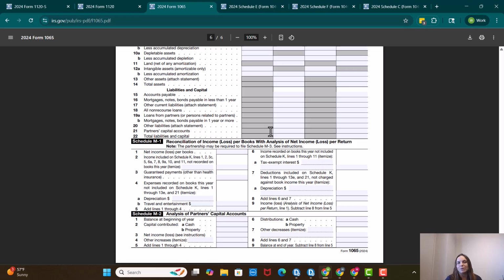So that's where the qualified joint venture steps in, but it's really only going to be applicable if you own a business with your spouse, there's no other partners in it, and you're actually eligible to file as a qualified joint venture. Hopefully that was helpful. If you have any questions, let me know.